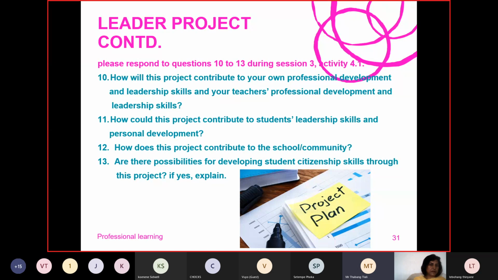Are there responsibilities for developing student citizenship skills through this project? If yes, explain. So as you are going through each core skill, for example, you did communication and collaboration and digital literacy with Sis Voyo. Can I use this in my project? Now we are doing student leadership, personal development, and citizenship. Can I use this? How can I use this in my school? If there is something that I'm learning, how can I make it practical? How can I make it doable? How can I take the learning and apply it to my school?